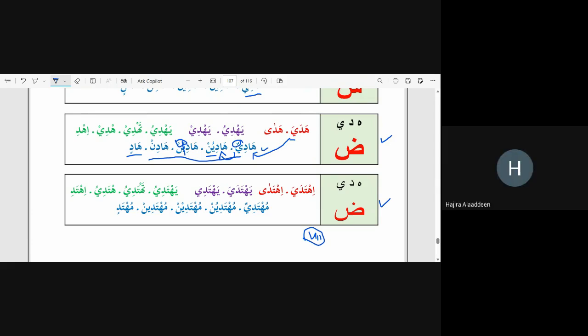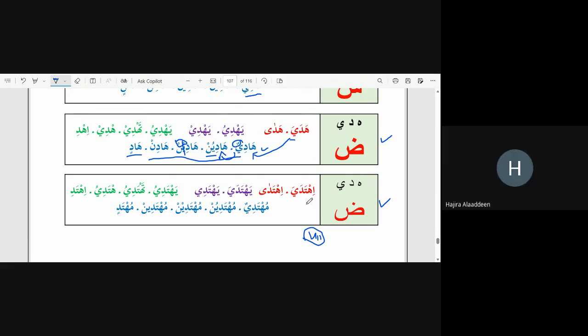Since the letter ya is a weak letter having a fatha, and it's also preceded by a fatha, in that case we change it into the alif. That's how we get ihtada, and that is the alif maqsura. It has a ya, but we don't read the ya as a ya; it's read as alif. So ihtada. You see the alif there. The madi conjugation is complete now. This is the madi part.